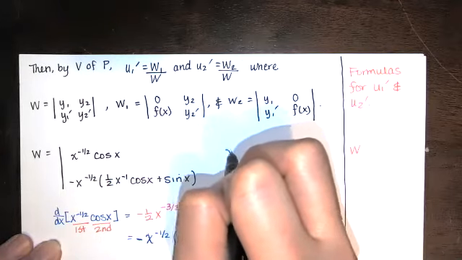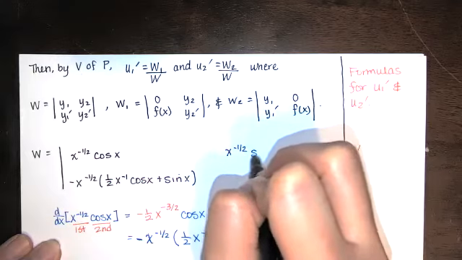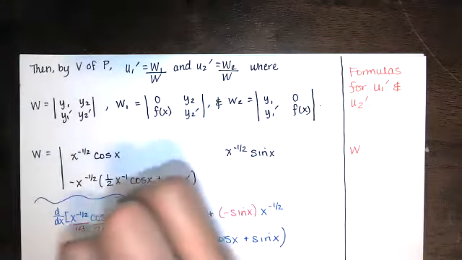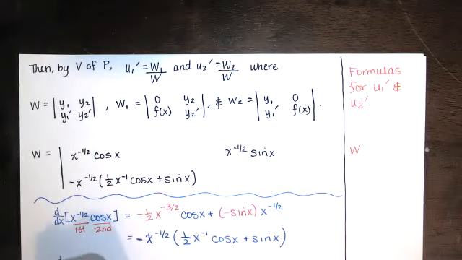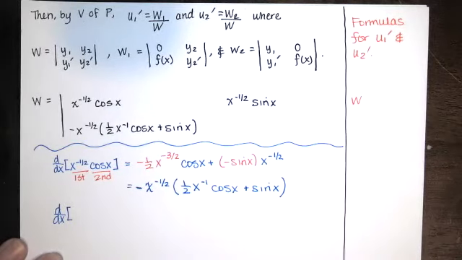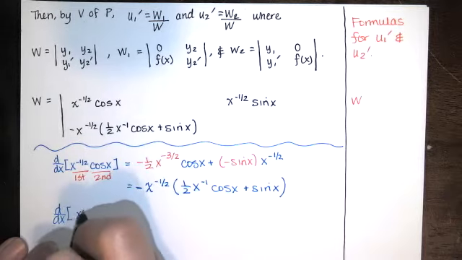And then over here, we're going to have the x to the negative 1/2 sine of x and its derivative below that. And if you wanted, you could have just left that alone. I chose to factor, hoping that something would simplify. We'll see if it does.